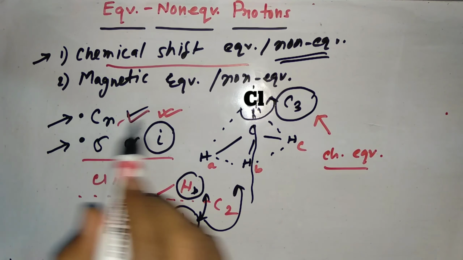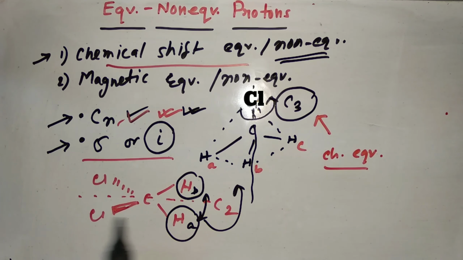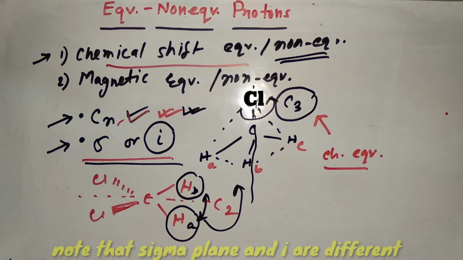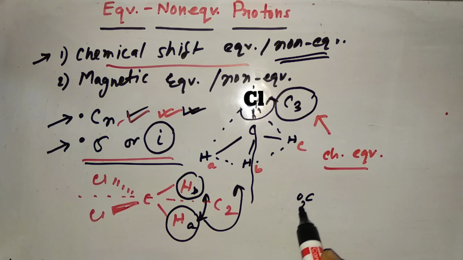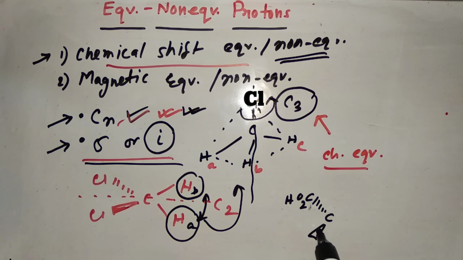Okay, so I have shown you that by applying the Cn we can easily determine the chemical equivalency. So now let's apply the sigma, that is, sigma plane or inversion center. Let's take an example like this. This is CO2H, this is C, sorry, let's take this one as below bond. This is CH3, this is H, this is another H. Now let's represent these as HA and HB.